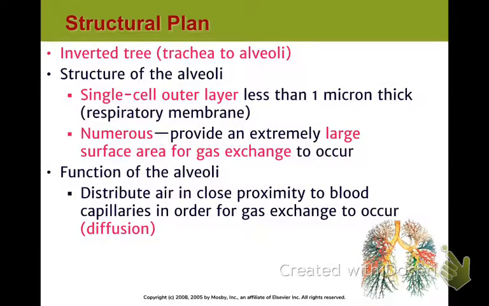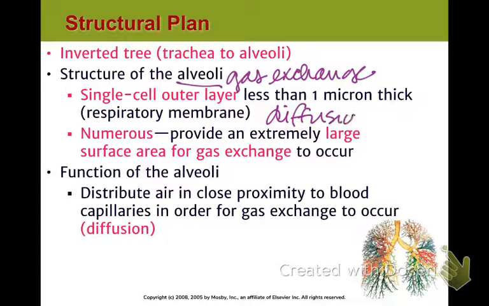The plan of the respiratory system looks like an inverted tree. That means a tree that's turned upside down. The actual gas exchange is in the alveoli. And because this process happens through diffusion, we have to have a single cell layer, and we need to have a very large surface area.